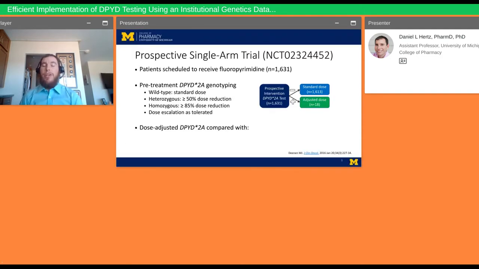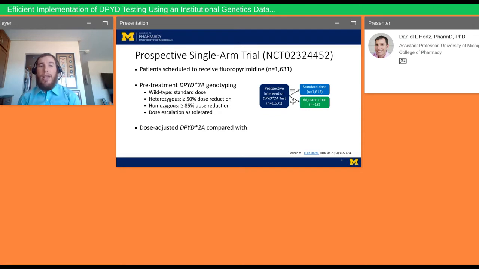In addition to all these retrospective reports and retrospective analyses, there are now prospective clinical studies that demonstrate the benefit of preemptive or pre-treatment DPYD testing. This is a prospective single-arm trial of greater than 1,600 patients who were pre-treatment tested for DPYD *2A. Based on their *2A genotype, they received either standard dose fluoropyrimidine if they were wild type, an empiric 50% dose reduction if they carried 1 copy, or an 85% dose reduction if they carried 2 copies of the *2A variant.